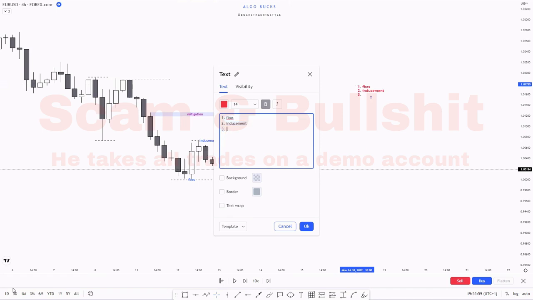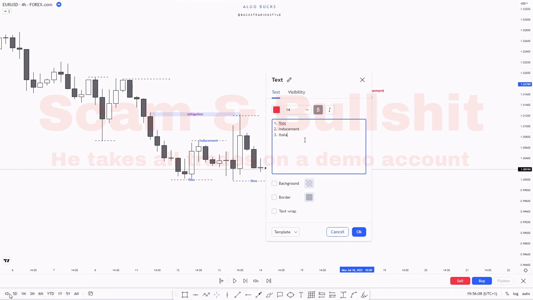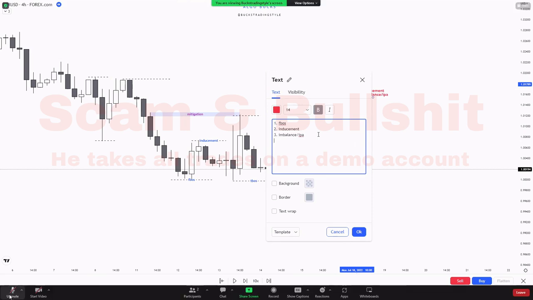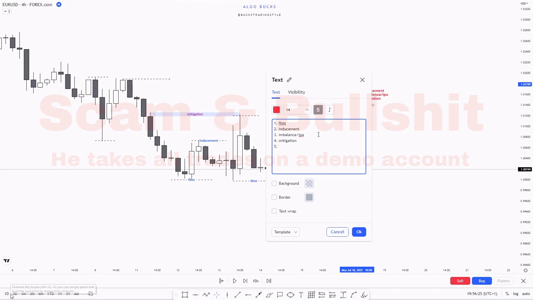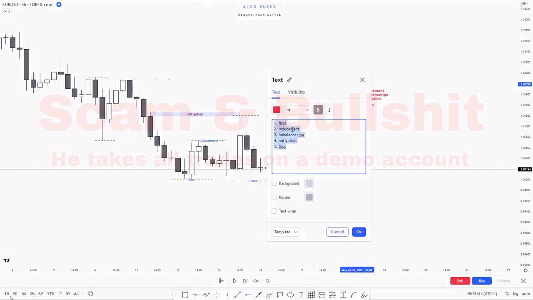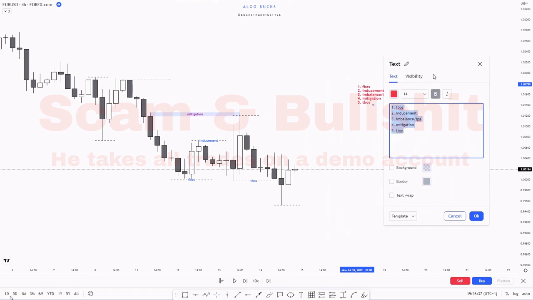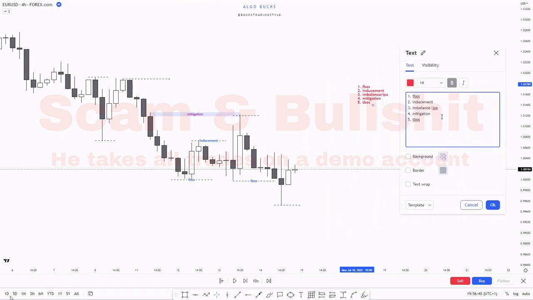The third thing we want to see is imbalance or IPA. Then the next thing we want to see is mitigation. That's the fourth thing. The fifth criteria is the true break of structure. So these five things make up the algo structure, the manipulation setup. We want to see them before we say, okay, this is an algo structure.